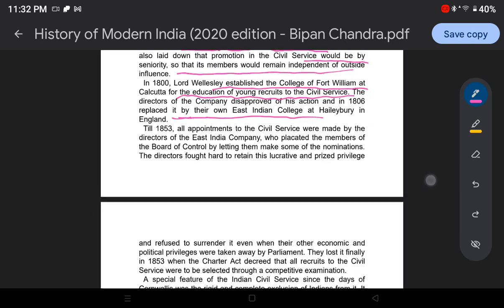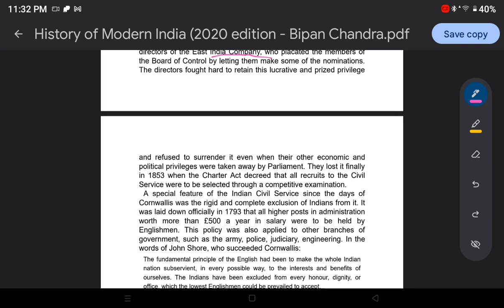Till 1853, all appointments to the civil service were made by the directors of the East India Company, who placed the members of the Board of Control by letting them make some of the nominations. The directors fought hard to retain this lucrative and prized privilege and refused to surrender it. Even when their other economic and political privileges were taken away by Parliament, they lost it finally in 1853 when the Charter Act decreed that all recruits to the civil service were to be selected through a competitive examination.